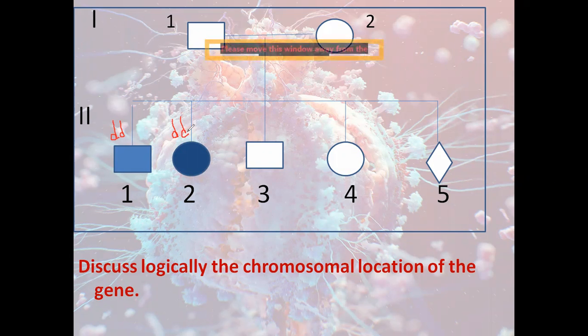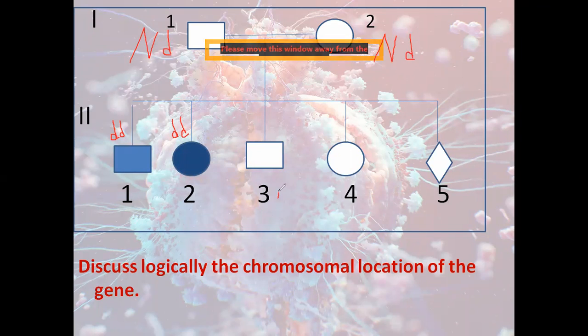And let's move on. These individuals, 1-1 and 1-2, are normal. So both of them have the allele N capital for the normal, but they gave birth to affected children, so they should be ND.